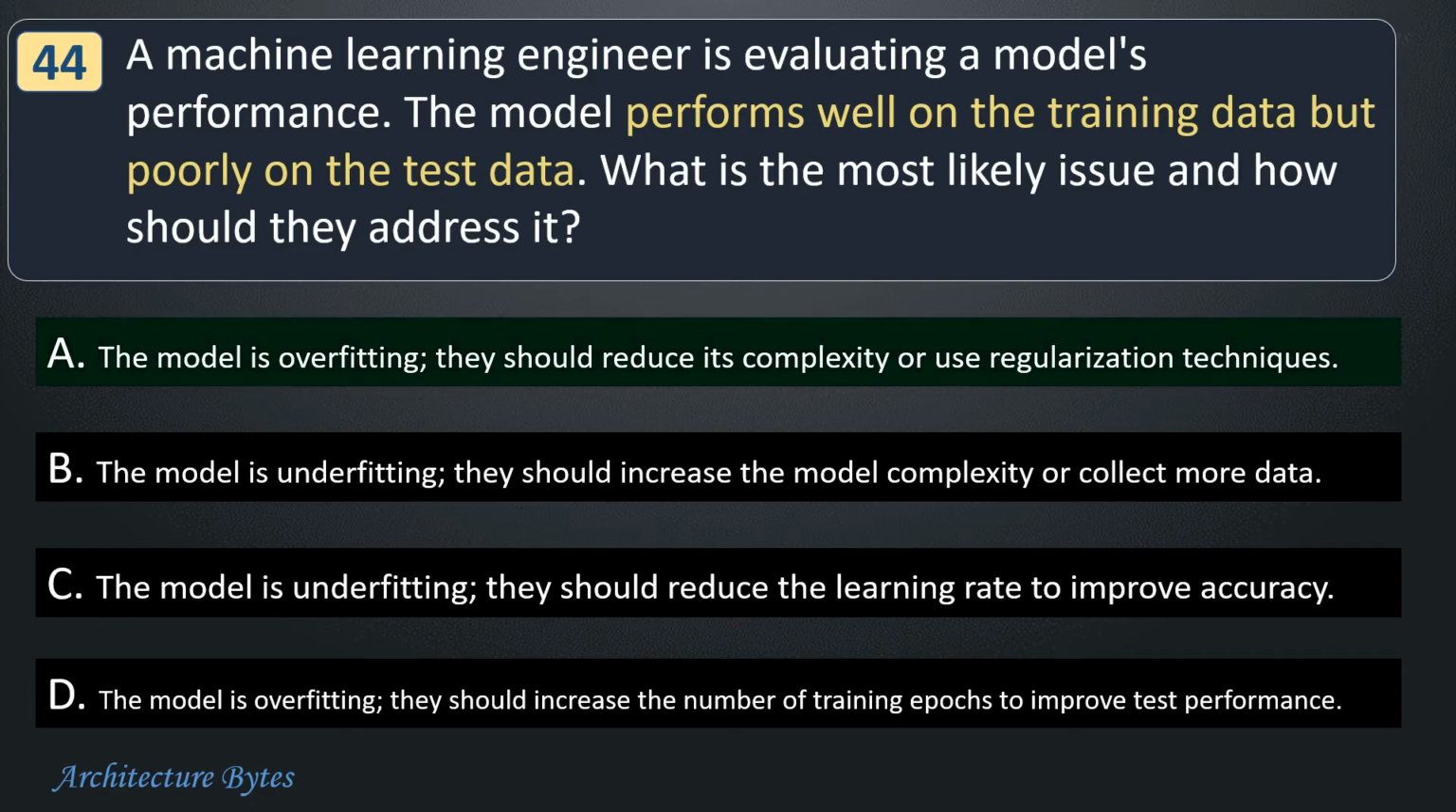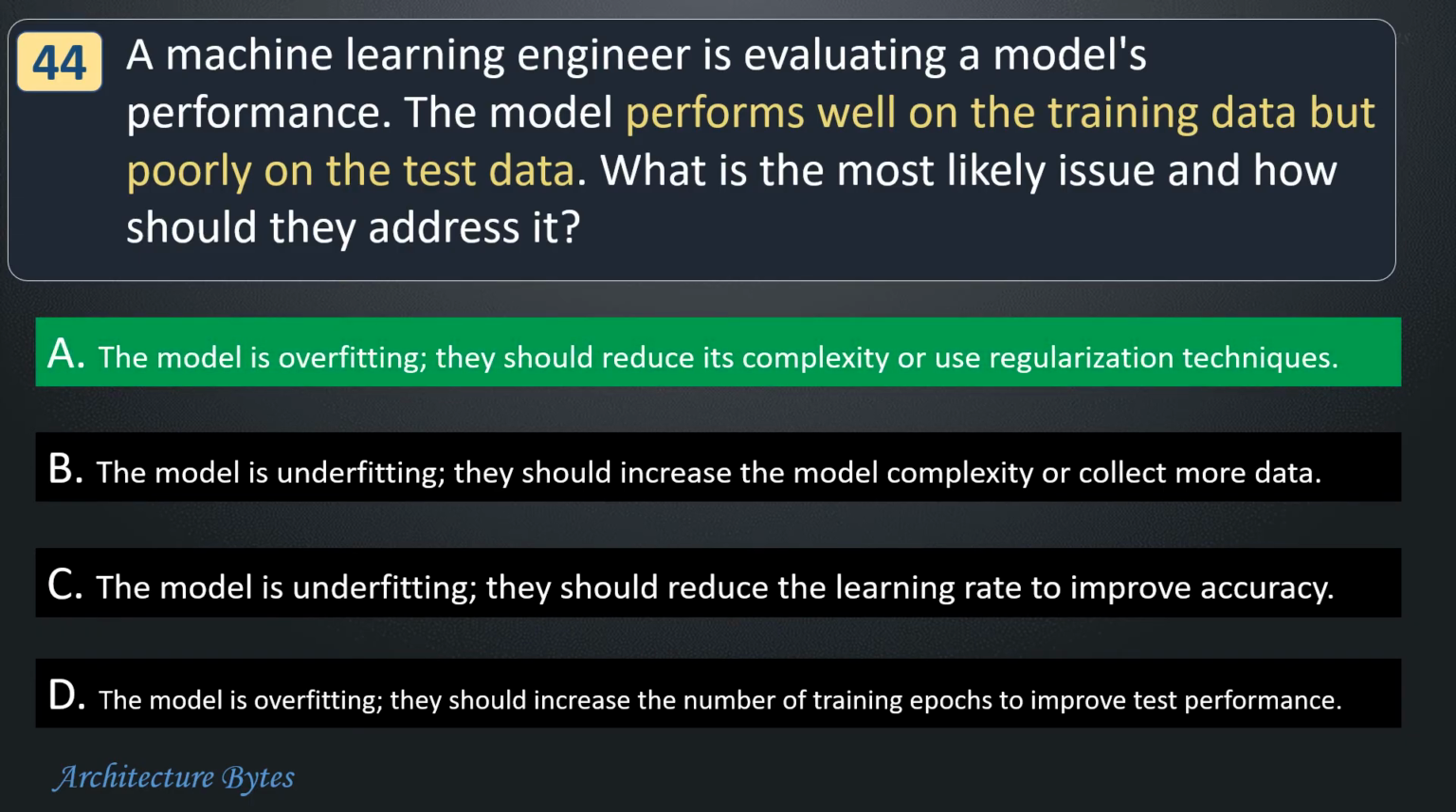Of these, option A is the right answer. Overfitting occurs when the model learns the training data too well and fails to generalize on new data. So reducing complexity or applying techniques like dropout or L2 regularization helps. Other options are not correct.